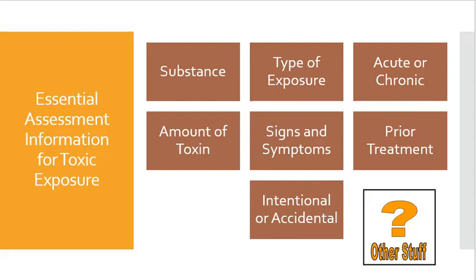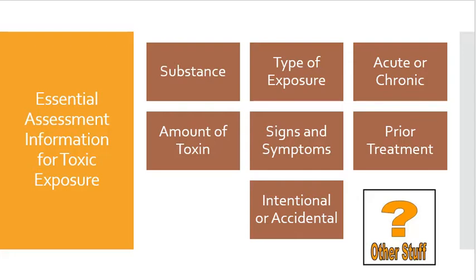Table 42.1 in your textbook talks about the essential assessment information for toxic exposure. In regards to substance, if possible, visually confirm the substance involved and ask what medications the patient takes at home. We want to know the time since exposure, as this influences both symptoms and treatment. Acute exposures have different presenting symptoms and are managed differently than chronic exposures.